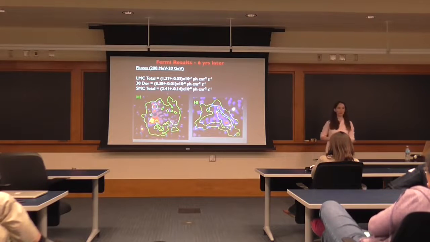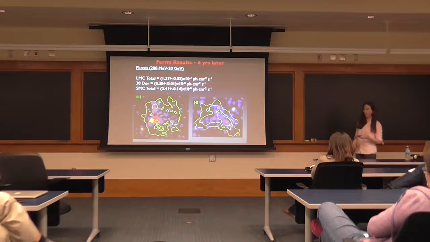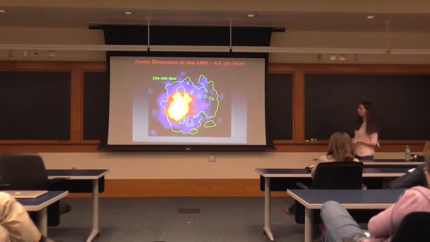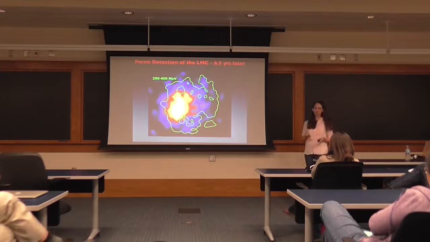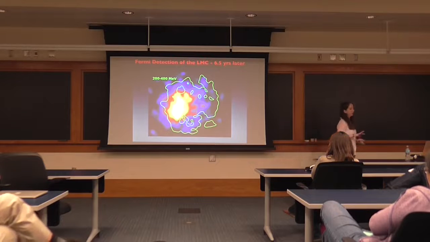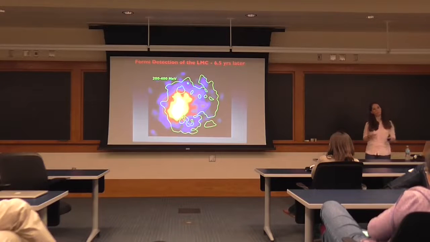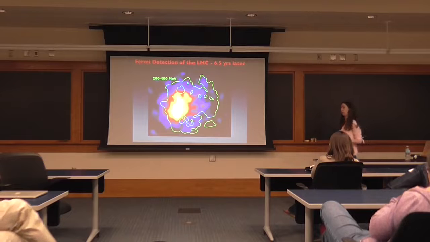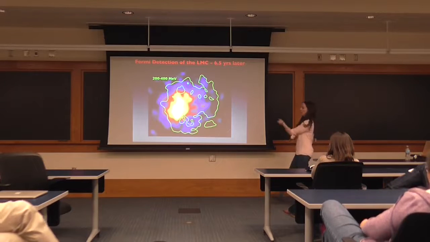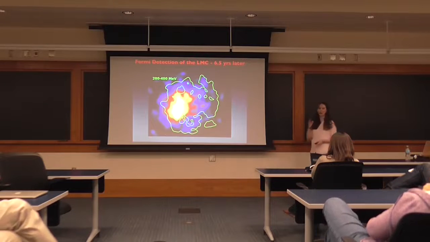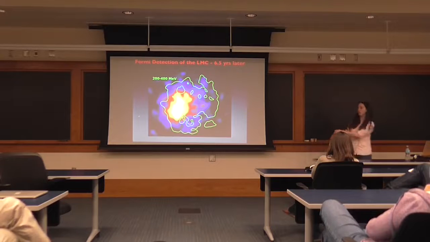We see the gamma rays are coincident with the bar of the galaxy. So I want to show you a movie of what the gamma ray emission looks like as a function of energy. So we produced images in 8 different energy bins. And what I'm going to show you is the LMC, the H1, just to guide your eye. And let's look at 30 Doradus, which is right here, as a function of energy.